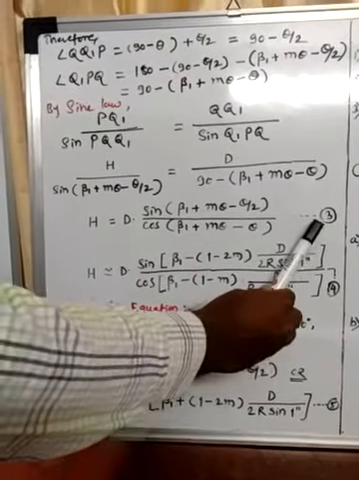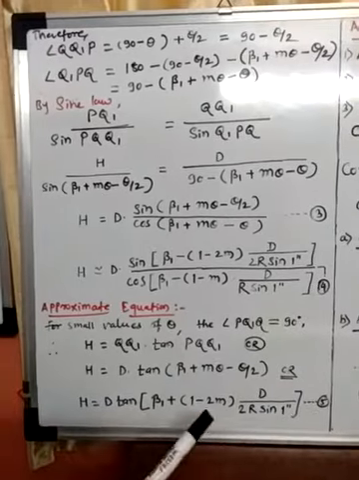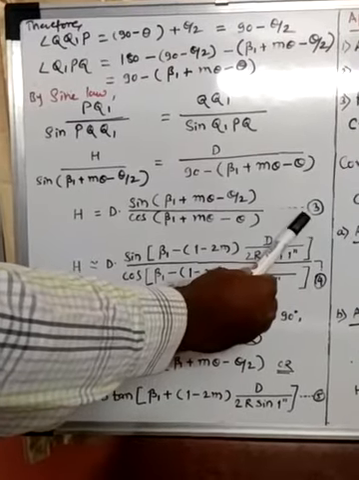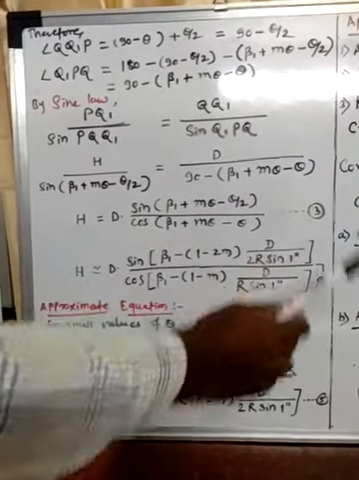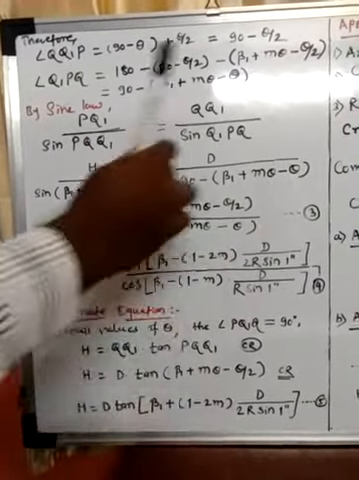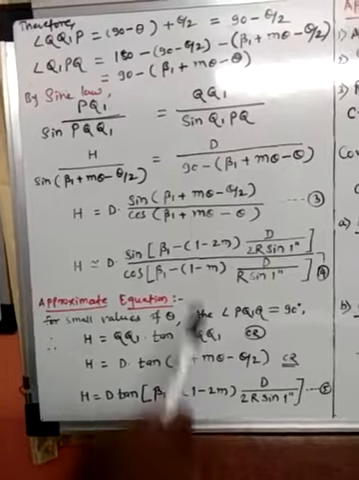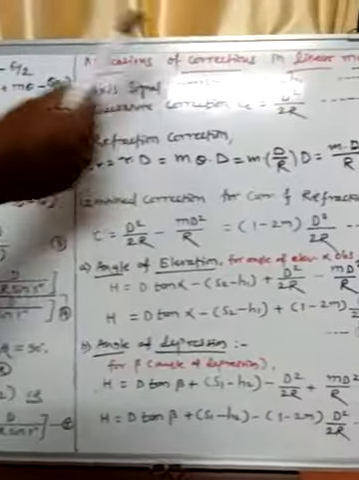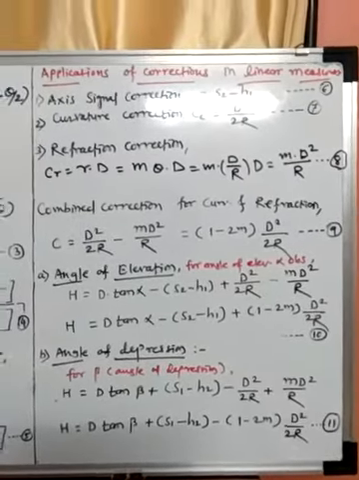So equation number 3 and equation number 5 are important. Equation number 3 is the exact equation, and equation 5 is the approximate equation. So this belongs to the angle of depression. Then let's see the applications of the same corrections in linear measurements.